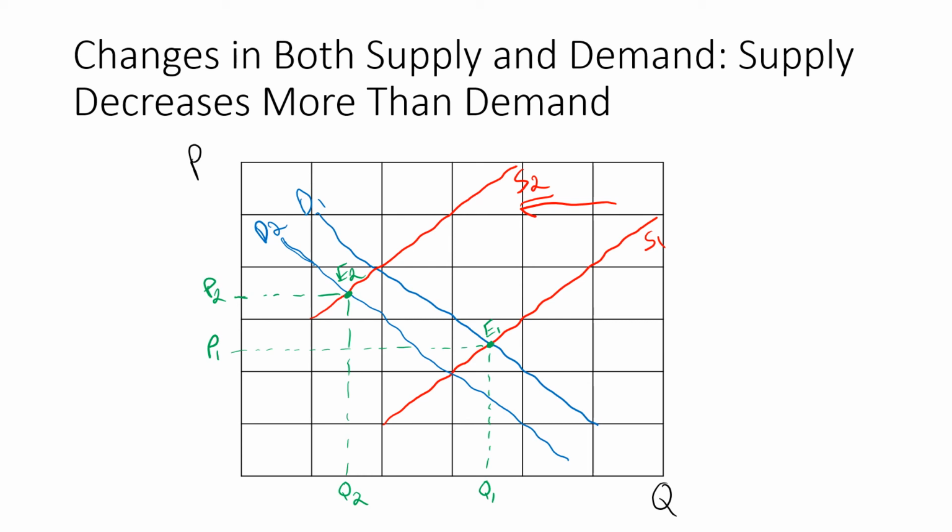Now, notice in this case, we also had a decrease in demand. But notice in this case, what happened to price? Well, in this case, price increased. Our quantity decreased. But our price increased because the change in supply was greater than the change in demand. The decrease in supply was greater than the decrease in demand.